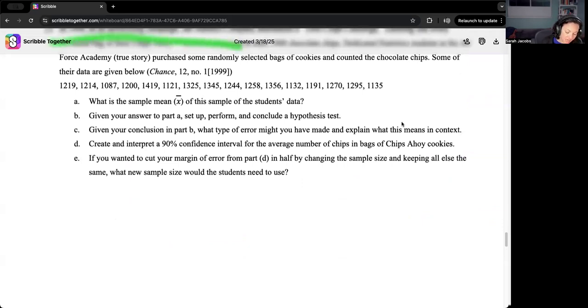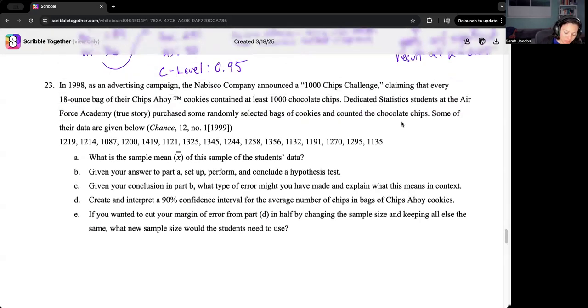In 1998, as an advertising campaign, the Nabisco company announced a 1,000 chips challenge, claiming that every 18-ounce bag of their Chips Ahoy cookies contained at least 1,000 chocolate chips. Dedicated statistics students at the Air Force Academy, true story, probably also a little bored. Like, let's be honest, this is what you do when you get bored. Purchased some randomly selected bags of cookies and counted the chocolate chips.